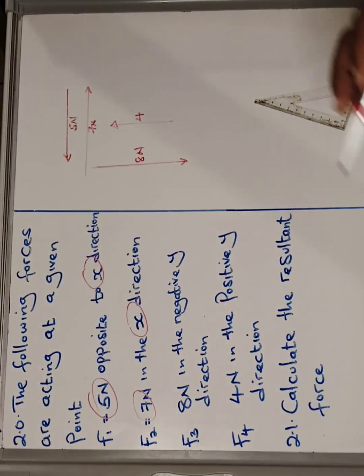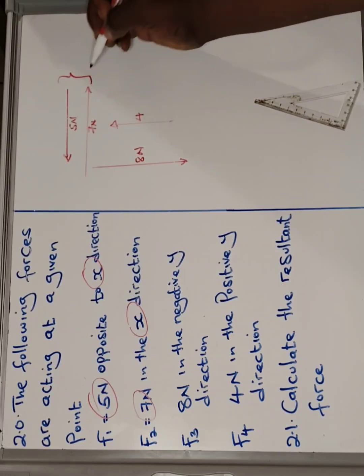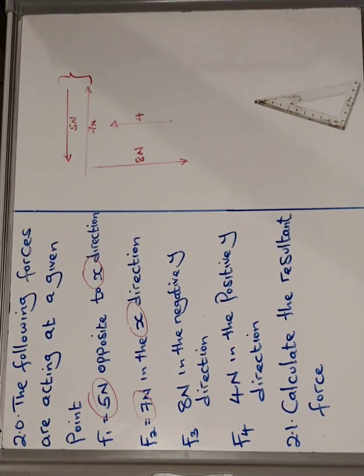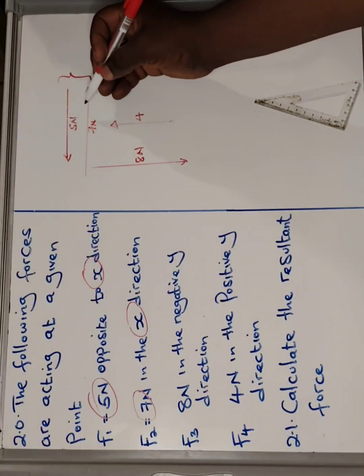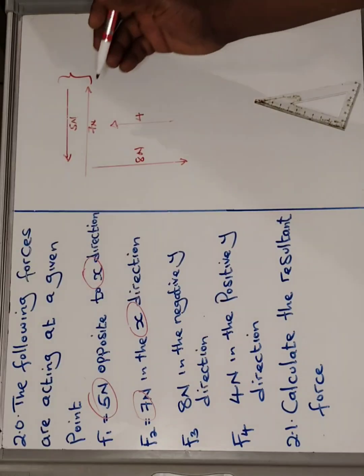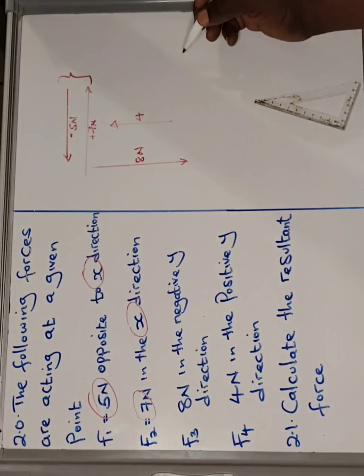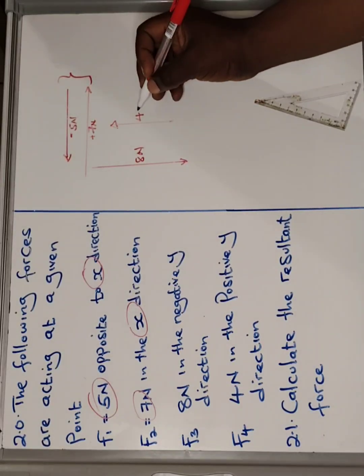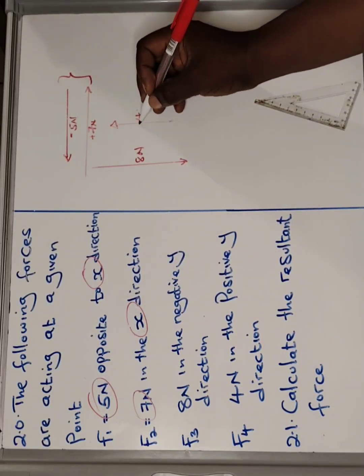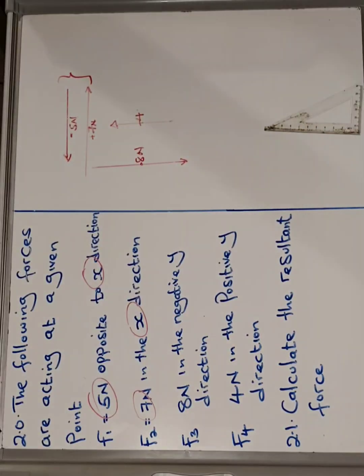So we have to remember that vectors in the same direction, they are additives. We can add them together. So if we take the positive, this one is going to be positive, this one is negative, and this one is positive, this is negative. So what do we do?